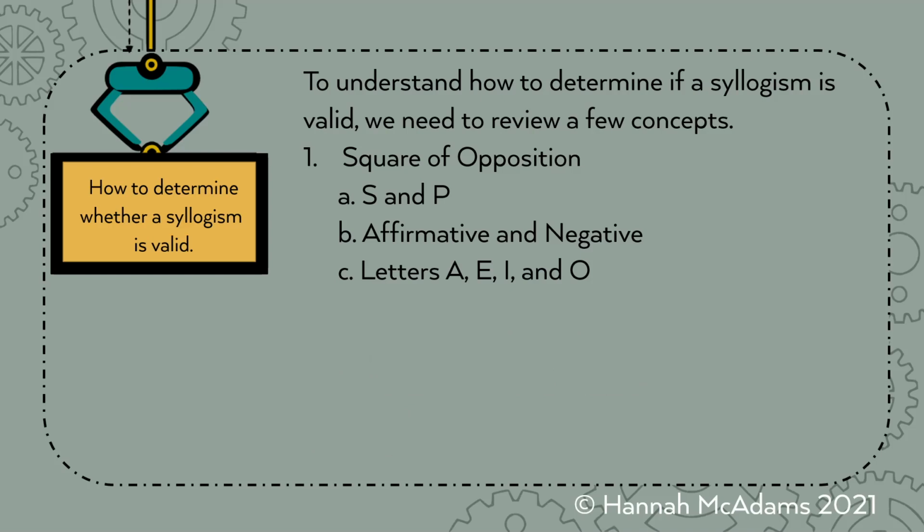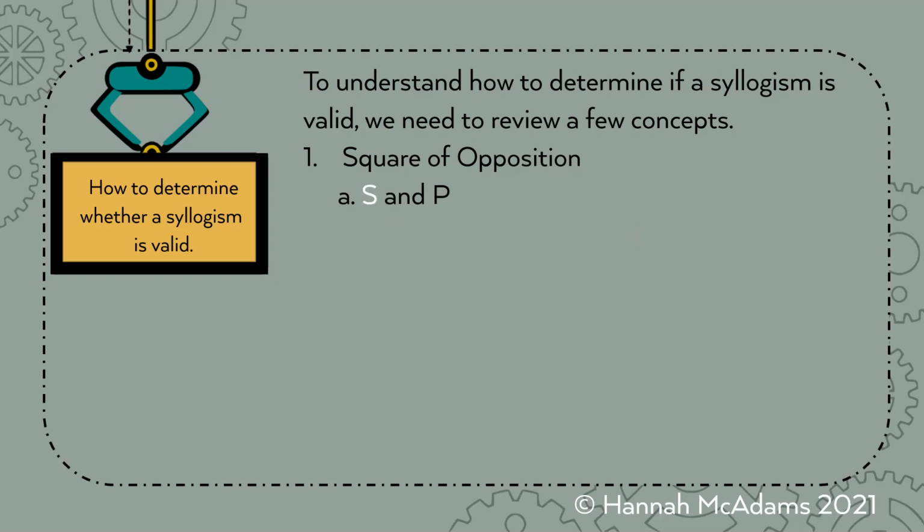Okay? All right, so the first thing we're going to talk about is the square of opposition. First let's talk about S and P. S stands for subject and P stands for predicate. In this statement, all cats are animals, cats are the subject, the S, and animals are the predicate. So that's the S and the P.